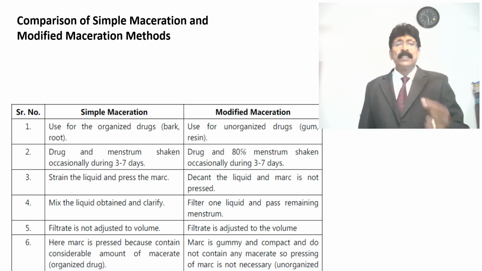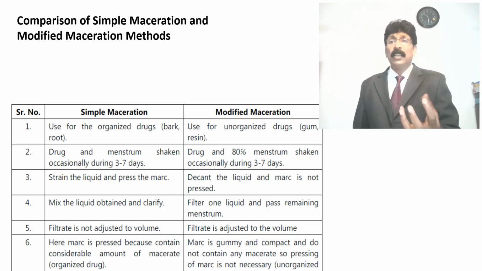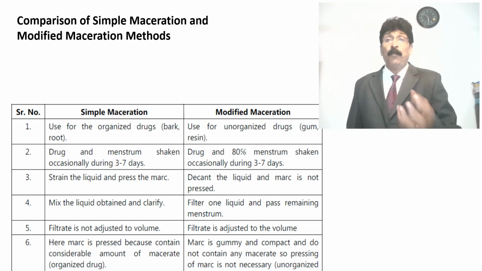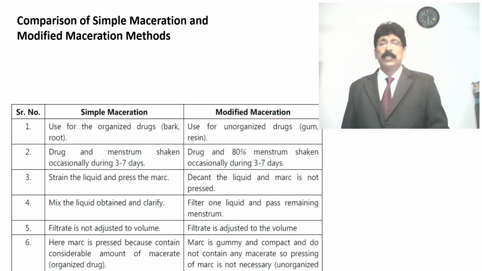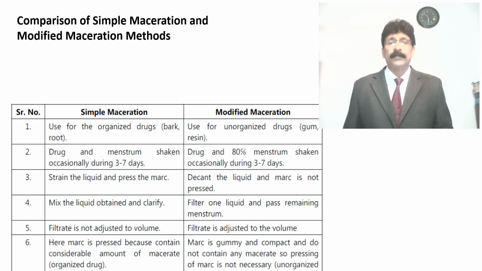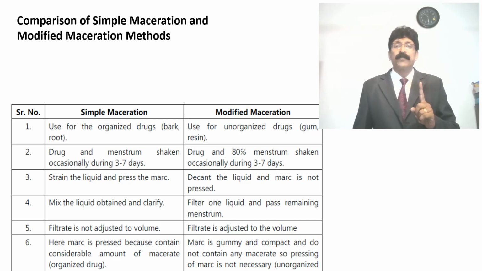The drug and the menstruum are shaken occasionally during 3 to 7 days. Here, as it is an unorganized drug, cakes may form at the bottom. So the drug and 80% of the menstruum are shaken occasionally during 3 to 7 days. Strain the liquid and press the marc. But in the other method you can see the liquid is decanted and the marc is not pressed. And mix the liquid obtained and clarify.